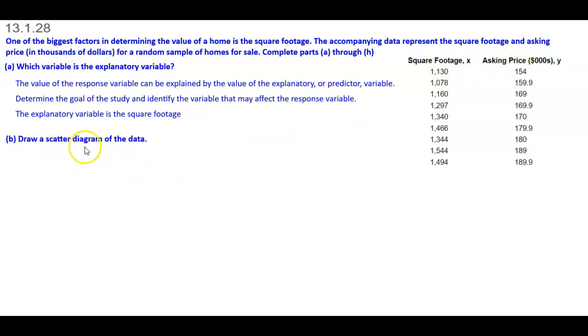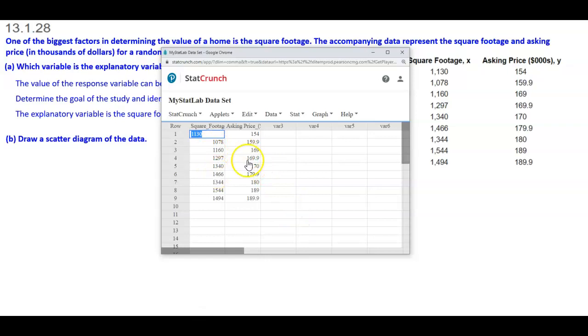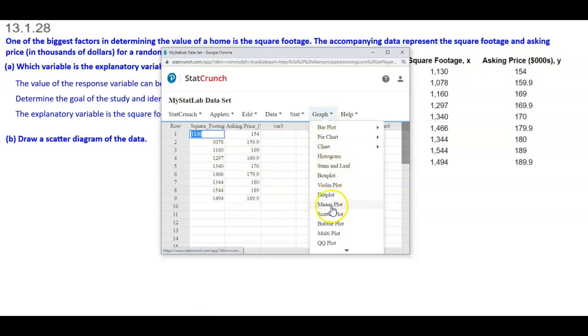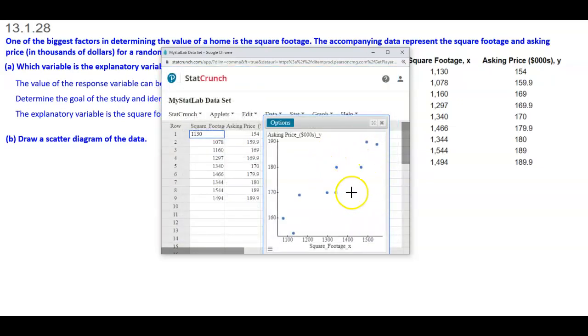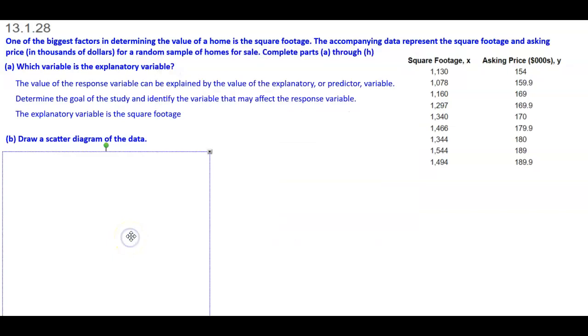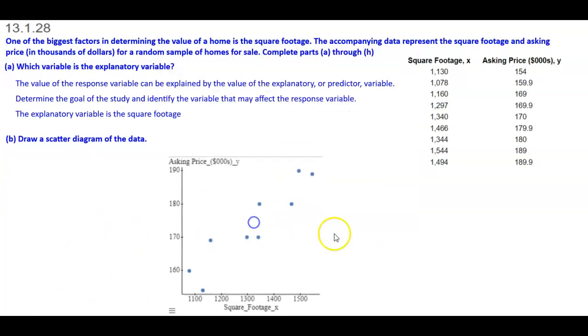Okay, now we want to draw a scatter diagram of the data. So if we open up this data in StatCrunch, we're going to go to Graph and select Scatter Plot. Then we're going to put the X variable to be the square footage, the Y variable is the asking price, and then we're going to select Compute. And so here is our graph of the scatter plot.